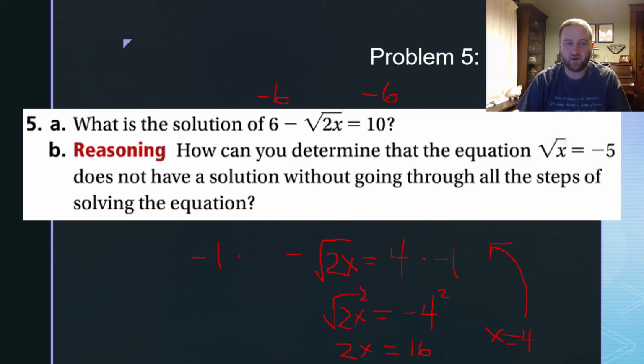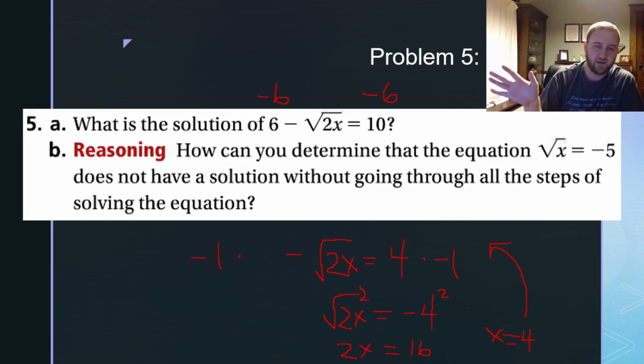And then B, how can you determine if that equation radical x equals -5 does not have a solution without going through all the steps to solve the equation? Basically, anytime you have a radical that equals a negative number, that just means it's going to be no solution. We kind of already talked about that, but anytime you have a radical equals a negative, that tells you already there's no solution. So you don't really need to finish it.